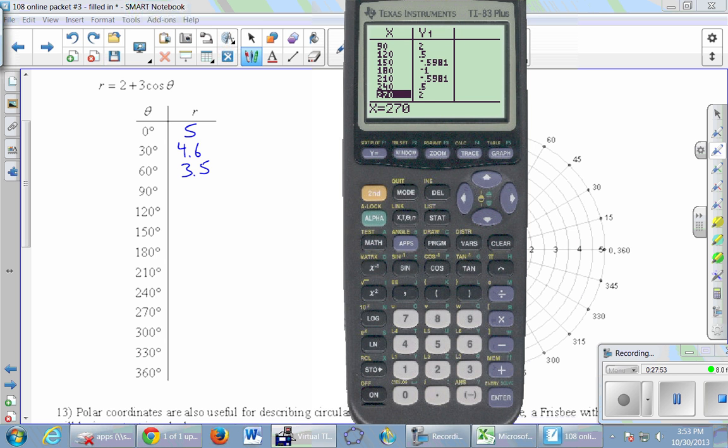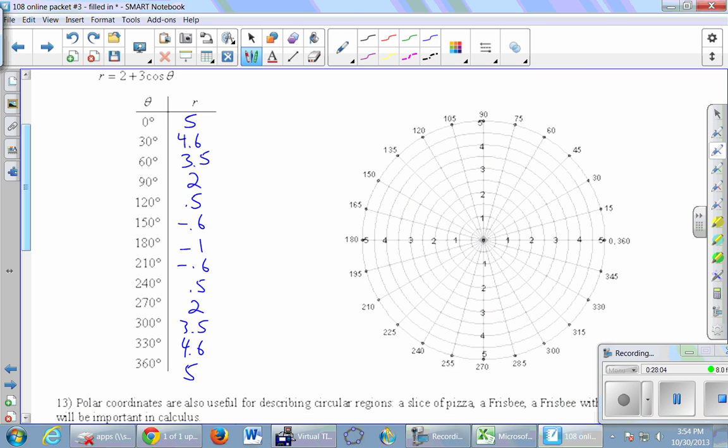So I'm going to copy in the rest of my table, but this is a nice way to use a calculator to shortcut table creating. Okay, so I've used the table on the calculator to get a table of values here. And now we're going to plot these points one at a time, going back to first principles.